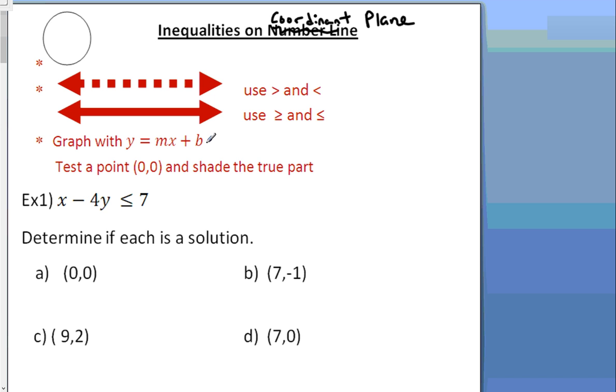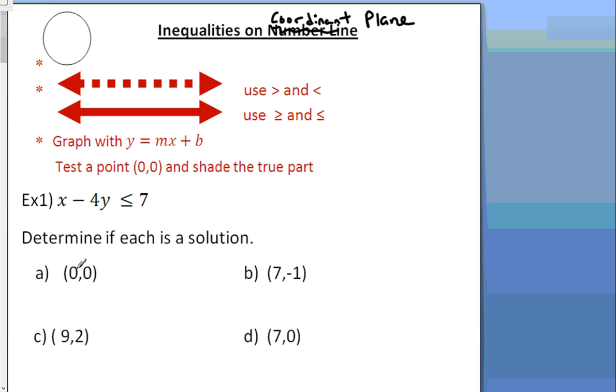Graph with y equals mx plus b, test point 0, 0, and shade the true part. Okay, now there's other ways to do that, but we'll get to this in a few minutes. Let's first understand what we're doing here. Determine if each one of these points is a solution to x minus 4y is less than or equal to 7. All right, so this is what we're going to do.